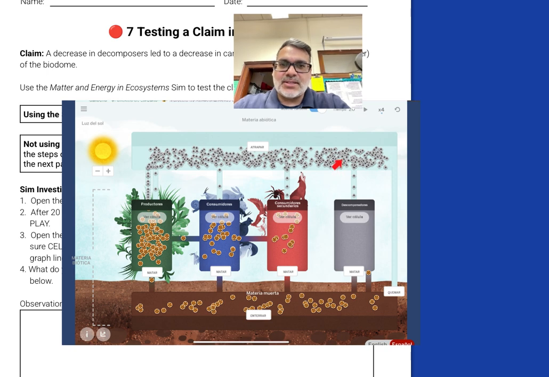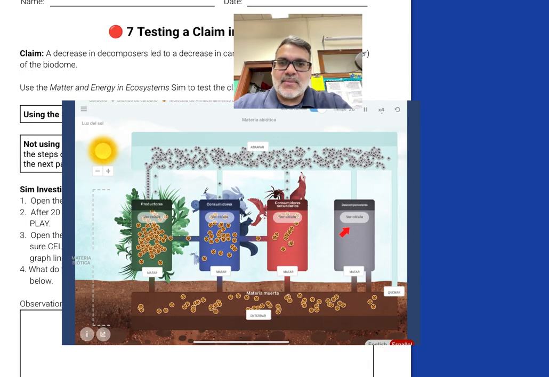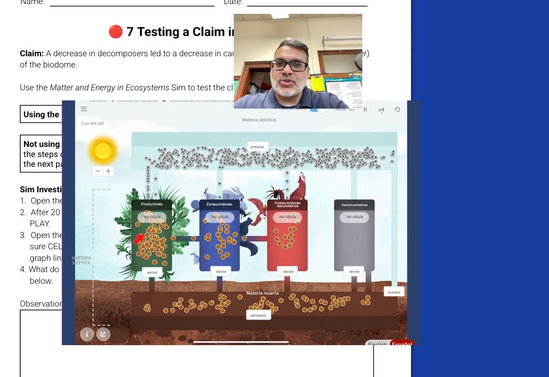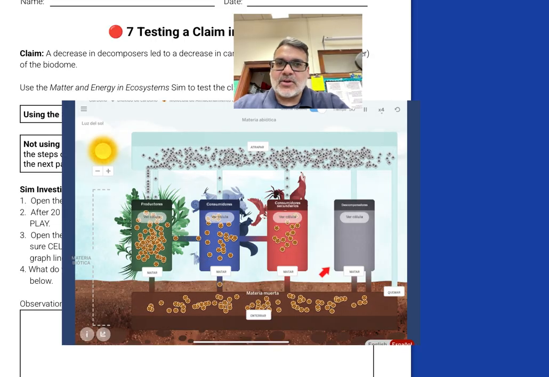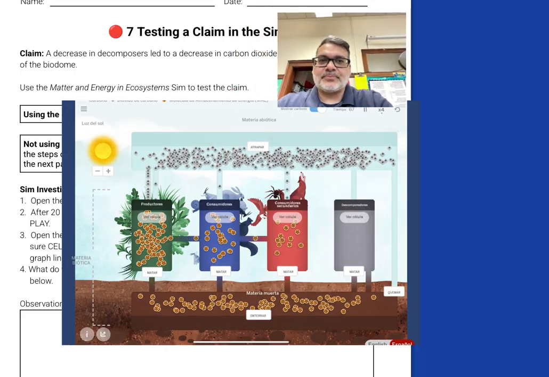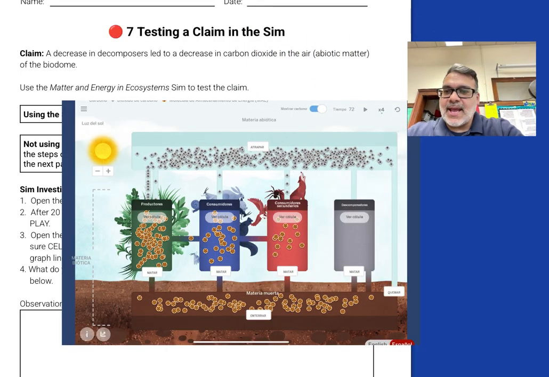But notice this is carbon dioxide. These are energy storage molecules, and notice there's nothing left in the decomposers. So I'm going to keep running it. These others are letting off carbon dioxide. The producers are still taking in carbon dioxide. Great, I'm letting it run for about 70 seconds, and now I'm going to pause it, and now I'm going to check the graph.